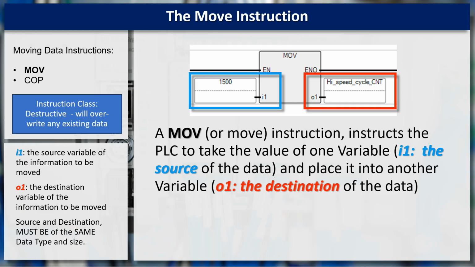In this particular instruction, you only have 2 parameters that you can enter, I1 and O1. I1 will be the source variable of the information to be moved. It can be a particular number if you want to move just a single number, or it can be another variable location. The O1 is the destination variable of the information to be used. The source and destination must be of the same data type and size. You can't put a Mack truck into an orange. A move instruction instructs the PLC to take the value of the I1 variable, the source, and place it into another variable, the O1 destination.